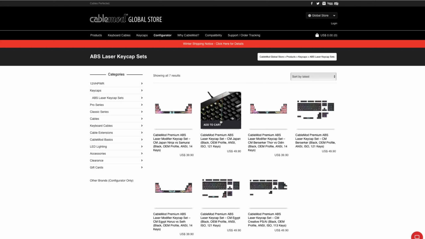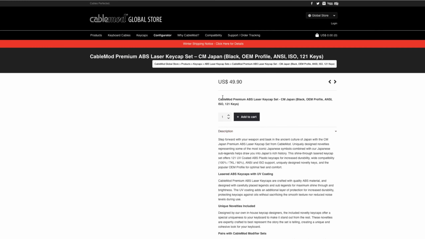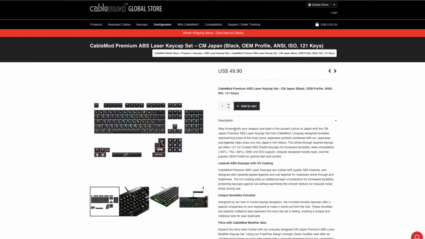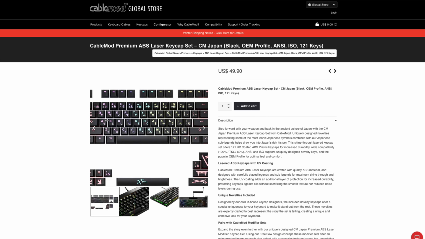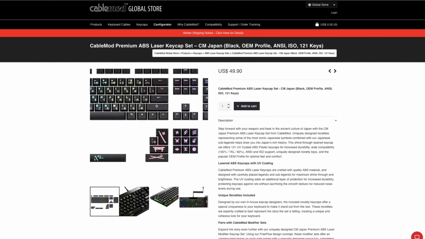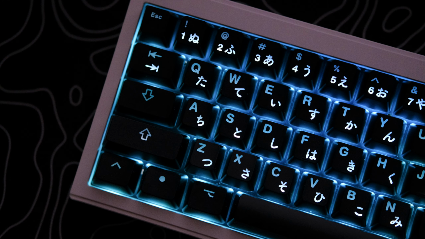So you will see here, these are the premium ABS laser keycap set. It's sold for $49, around $50, $49.90. And it's a shine through keycap, wherein when you have an RGB PCB, the light will shine through the legends, which is really cool, really awesome, especially for gamers.